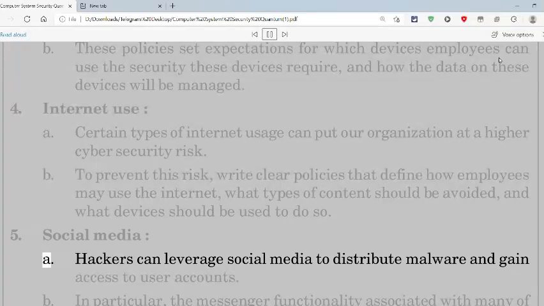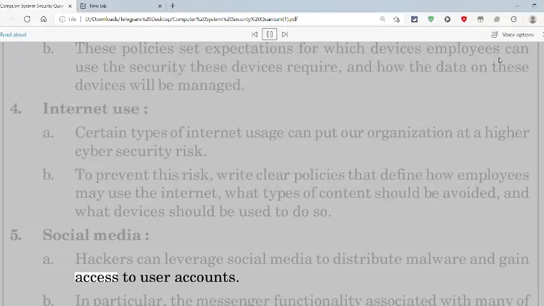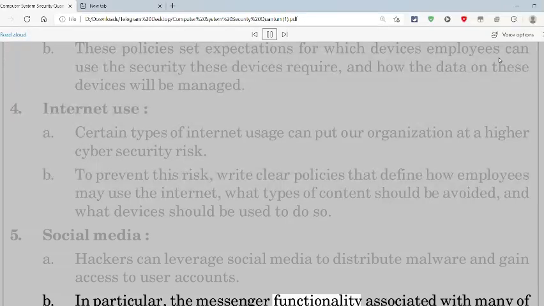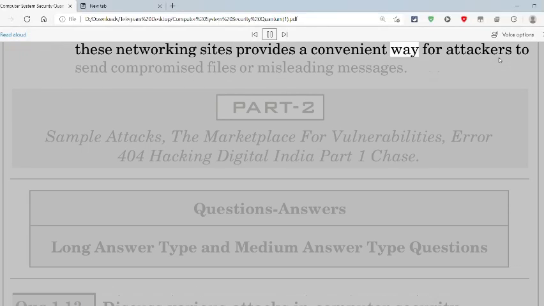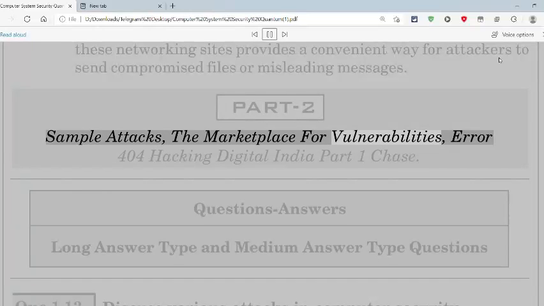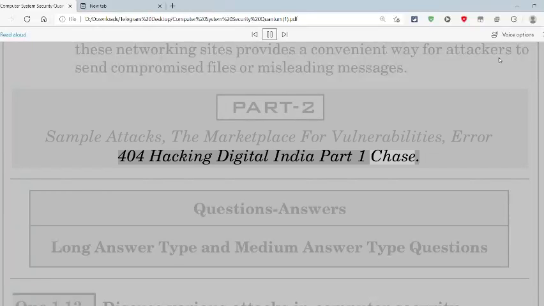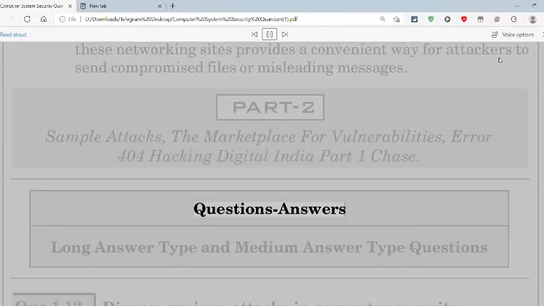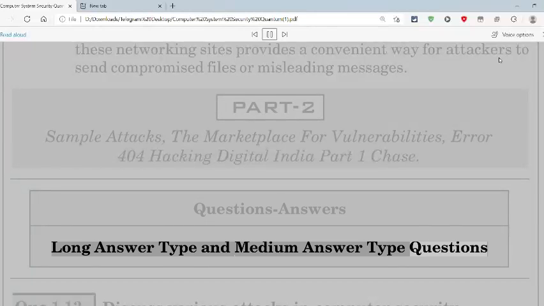5. Social media. A. Hackers can leverage social media to distribute malware and gain access to user accounts. B. In particular, the messenger functionality associated with many of these networking sites provides a convenient way for attackers to send compromised files or misleading messages. Sample attacks, the marketplace for vulnerabilities, Error 404 Hacking Digital India Part 1 Chase. Part 2. Questions answers. Long answer type and medium answer type questions.